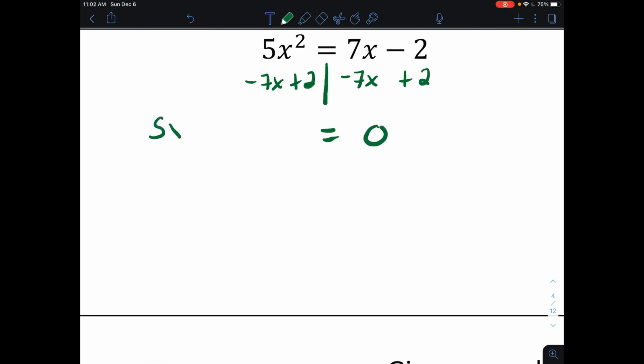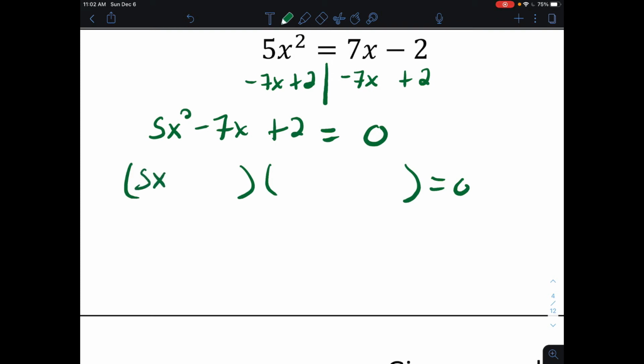The left side will be 5x squared minus 7x plus 2. And then I'm going to, hopefully we can factor this. And so we're lucky because we got two prime numbers we're working with here. So 5x squared is created by having a 5x times a 1x. Now, with factoring, if I have to add together to be a negative number, but multiply it together to be a positive number, that means both numbers are going to be negative.